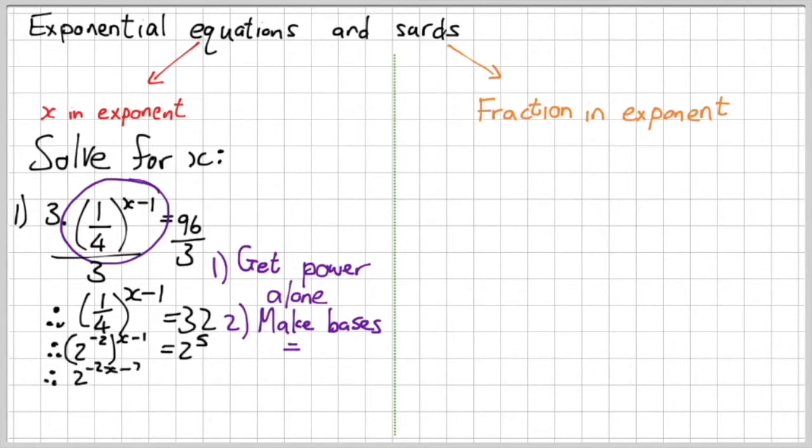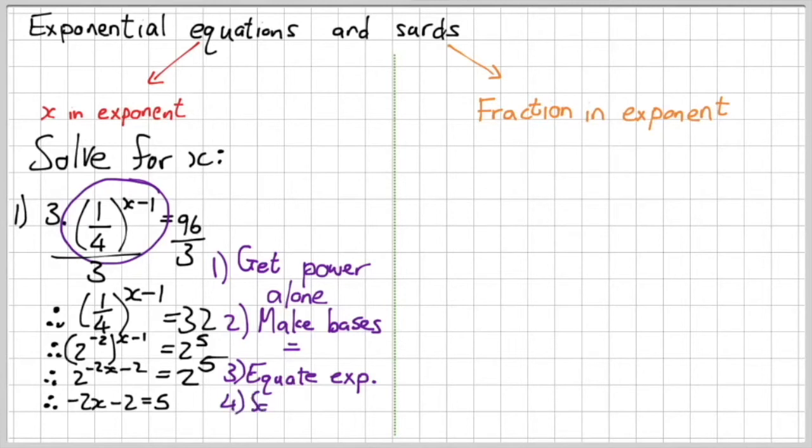Now before I can get to step 3, let's get rid of those brackets. And step 3 says that I've got to now equate the exponents, which leads me towards negative 2x minus 2 equal to 5. Step 4, just solve the resultant equation. In other words, x is going to be negative 3.5.